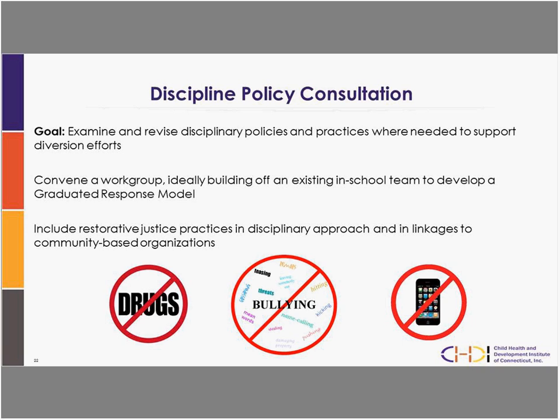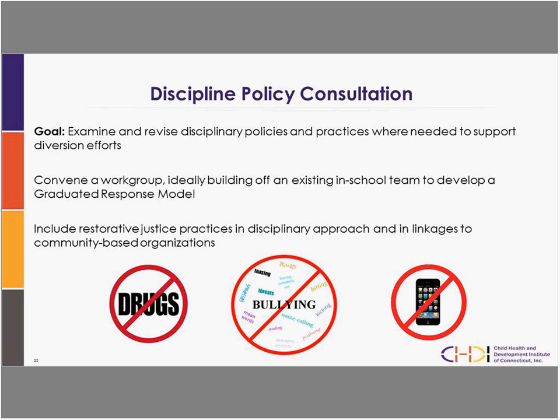So I'm going to turn now to discipline policy consultation. This is basically the third primary component of the model. The goal here is really to examine and revise disciplinary policies and practices where needed to support diversion efforts. So one of the things involves convening a work group, ideally building off of an existing school team. So maybe it's the crisis intervention team, maybe it's the school team. And their role is to really help develop a graduated response model. And I'll give an example of that in just a moment.